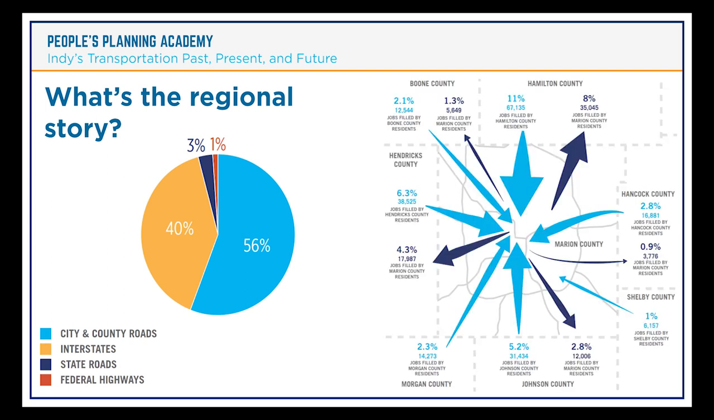And here's the inflow and outflow of driving habits in our region. So the light blue are the commuters coming into our county every day. The dark blue are Marion County residents going outside the county. And you can see there's a lot of people taking a lot of jobs in Marion County that come from someplace else.